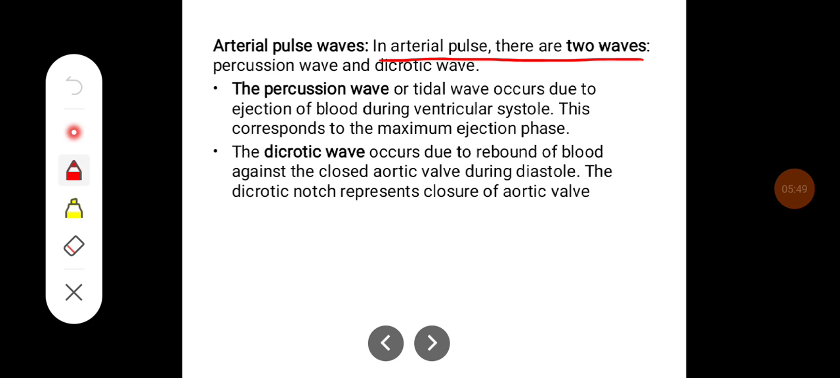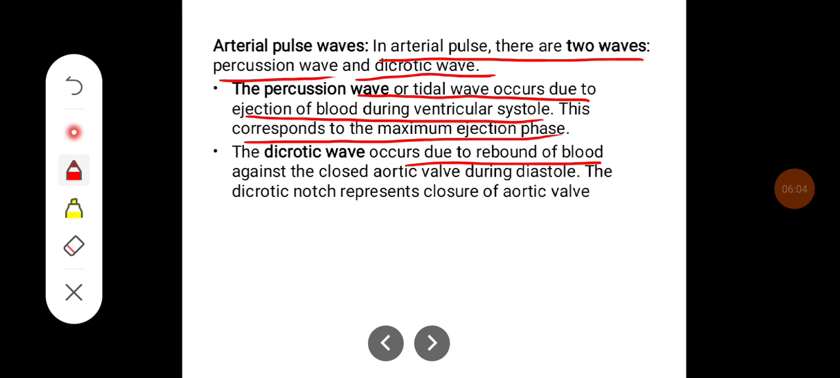In the arterial pulse, there are two waves, the percussion wave and the dicrotic wave. The percussion wave or tidal wave occurs due to the ejection of blood during ventricular systole, and this corresponds to the maximum ejection phase. The dicrotic wave occurs due to the rebound of blood against the closed aortic wall during diastole. The dicrotic notch represents closure of the aortic valve.